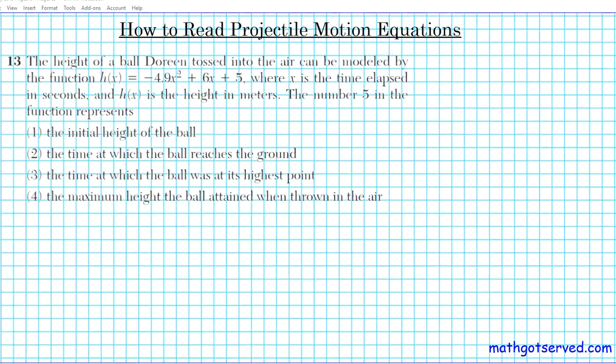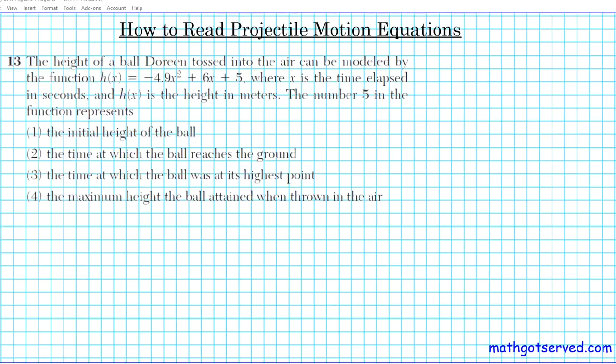Alright, let's take a look at question number 13. In this problem, we're going to learn how to read projectile motion equations. Question 13 reads, the height of a ball tossed into the air can be modeled by the function h of x equals negative 4.9x squared plus 6x plus 5, where x is the time elapsed in seconds and h of x is the height in meters.